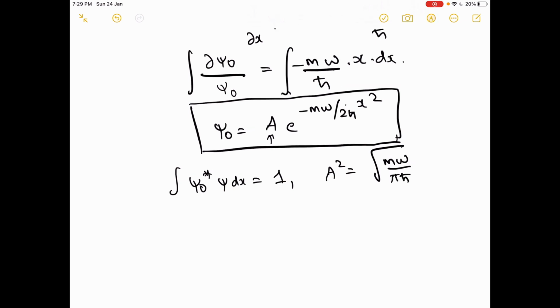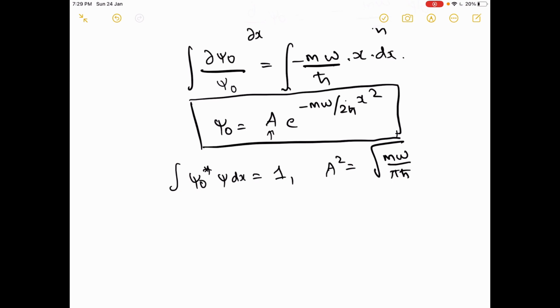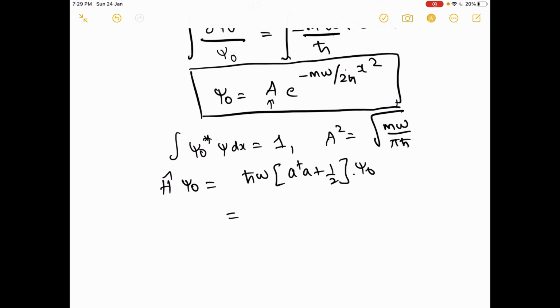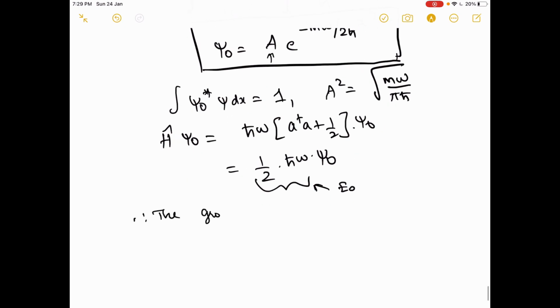And the energy of the ground state, now we have to find what the ground state energy is, right? H hat acting on psi naught is h cross omega times (A dagger A plus half) acting on psi naught, which will actually give us half h cross omega psi naught, and half h cross omega is basically E naught. Therefore, the ground state energy of a harmonic oscillator is half h cross omega.